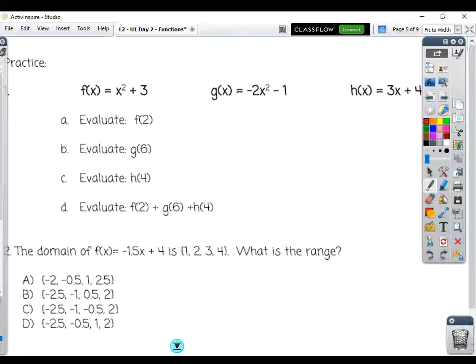So take a few minutes to practice with your neighbors, with everyone around you. Make sure we're all on the same page. You're just going to evaluate each of these functions. So you can see that your functions are listed up here.